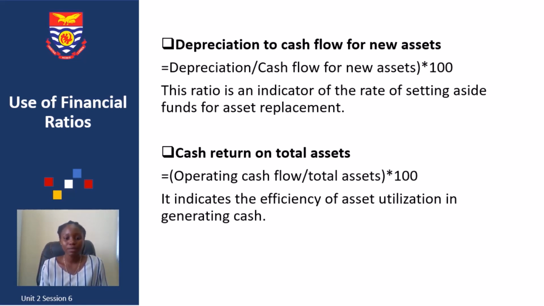So the rate at which you set aside funds for this replacement of assets is what this ratio helps to determine. Also, the cash return on total assets is the operating cash flow divided by total assets times 100. And this ratio is used to indicate the efficiency of asset utilization in generating cash. So how efficient are you as a firm at using your assets to generate cash for the business?